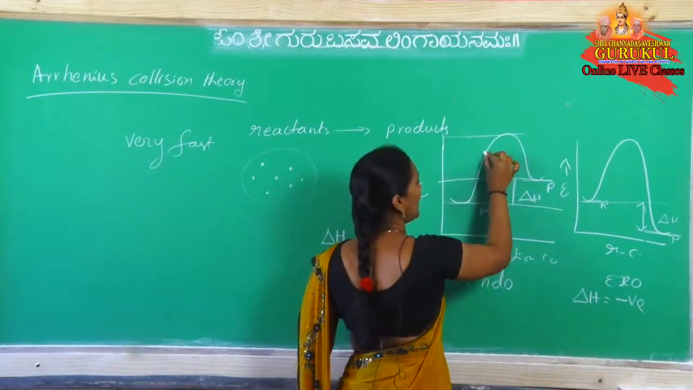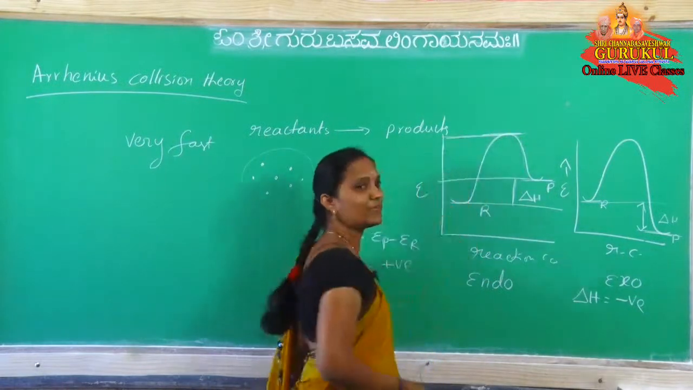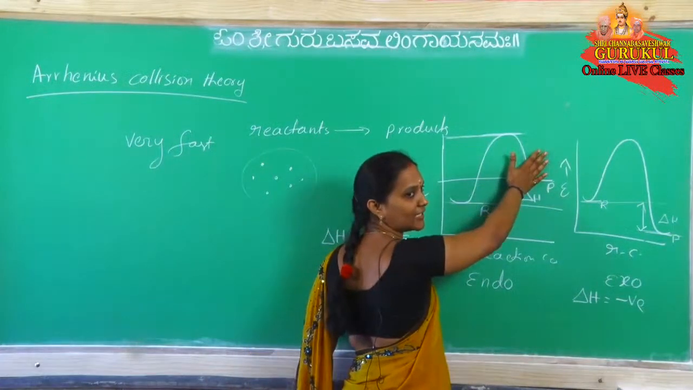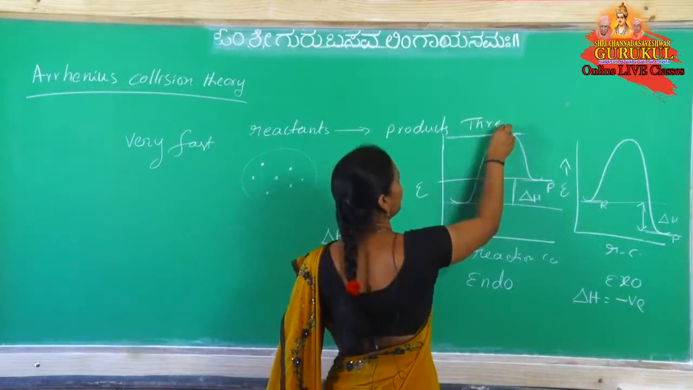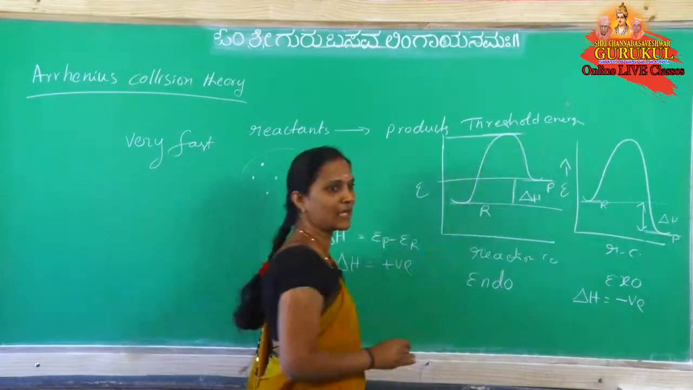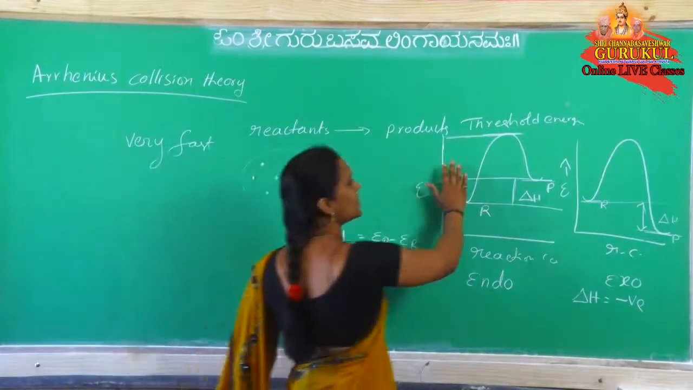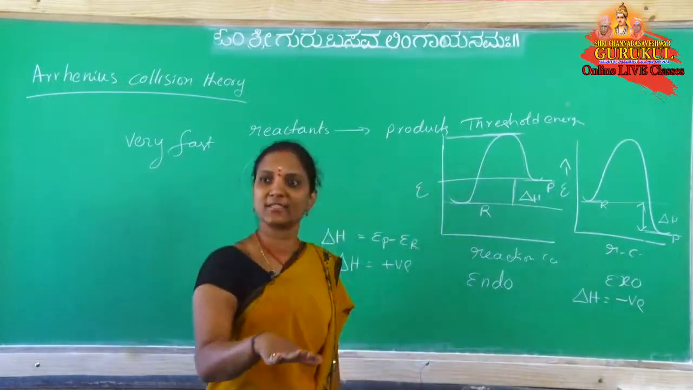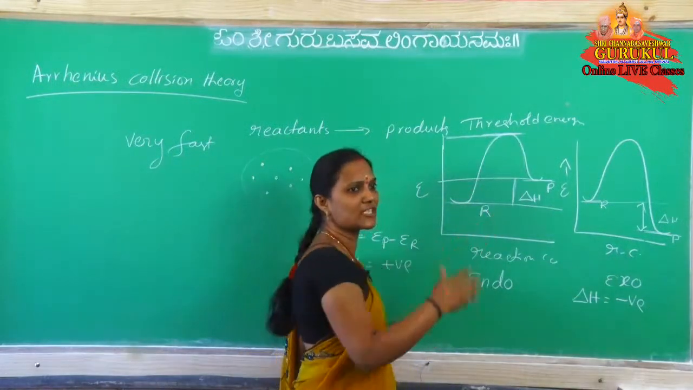Up to this point, reactants collide with each other and then change to products. So this is the minimum energy required to convert reactants to products. This energy barrier is called threshold energy. Nothing but the cutoff mark. Threshold energy is the minimum energy required to convert reactants to products. This much minimum energy is required. If that energy is there, then the reactants change to products. Less than this energy, reactants do not change to products.